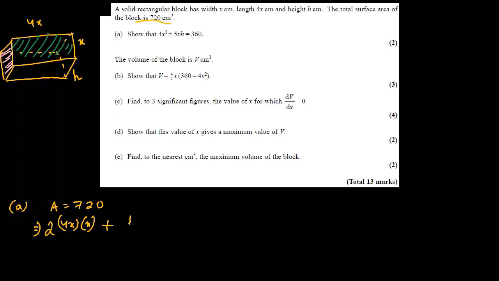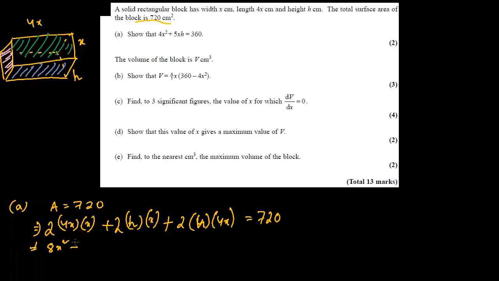So h into x, and since there are two over here, this would be 2 into that, plus now the other two shapes, they're going to be this one and the one on the other side. So this would be 2 into x, we have h, and we have 4x, and this is altogether equal to 720. So let's get going. 2 4s are 8x squared plus 2xh plus 4 2s are 8xh.